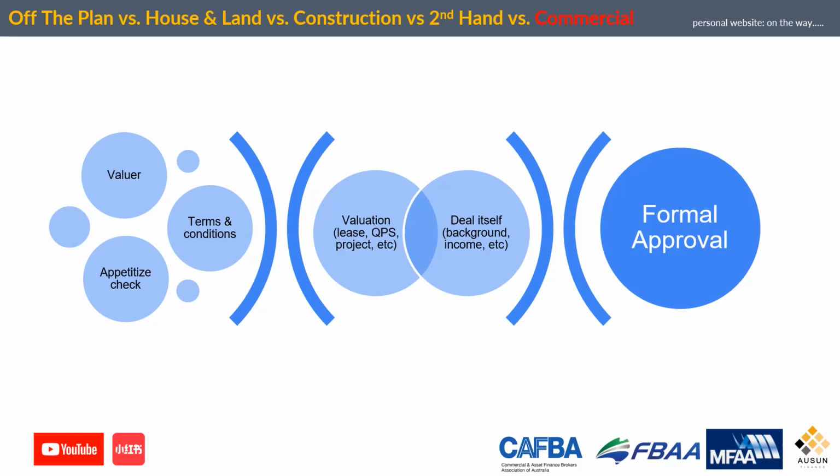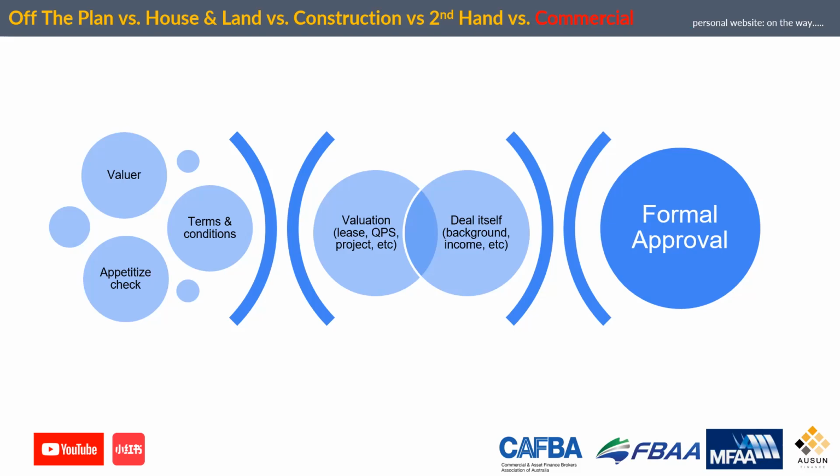But for commercial, it's a very small market. For childcare, they have childcare specialists, aged care specialists, townhouse development specialists. So it's a different niche market. You need to ensure you're speaking with at least 2 or 3 specialized valuers, and then selecting one of them. And the appetite check.